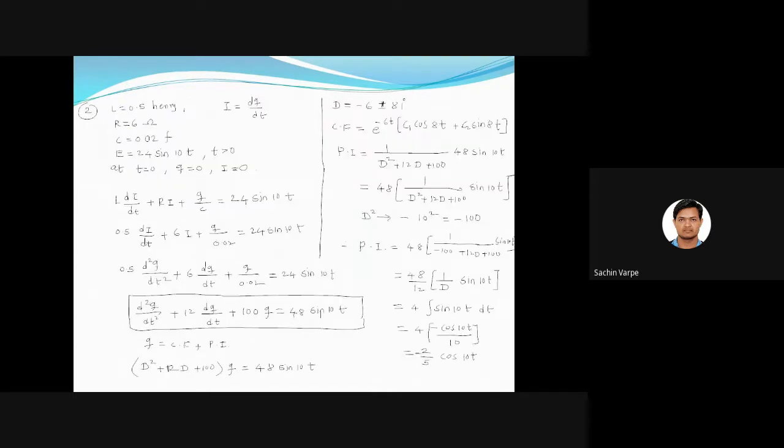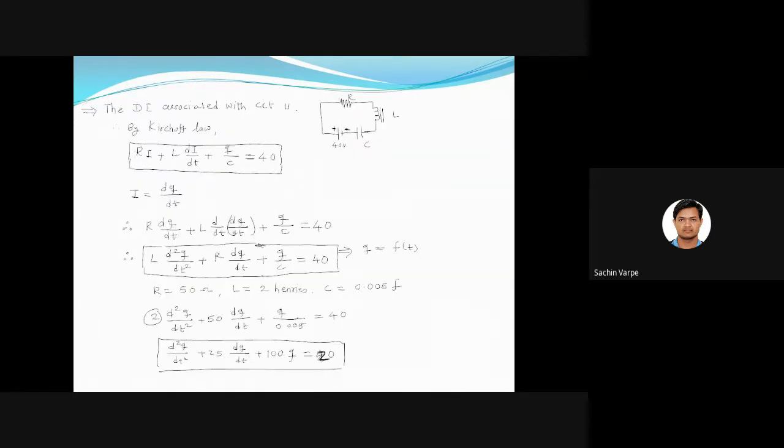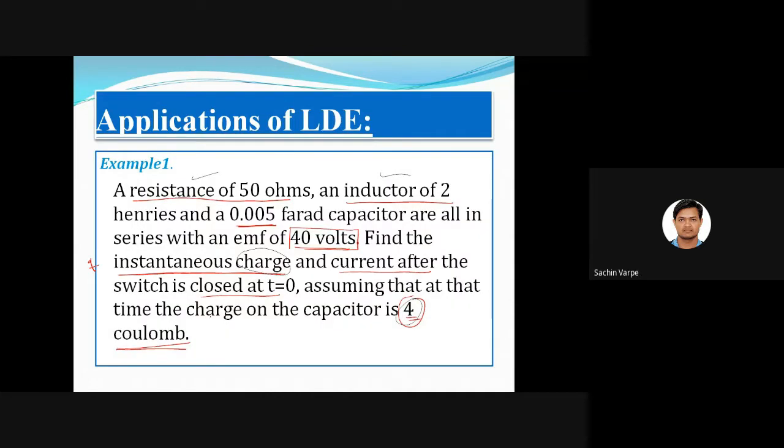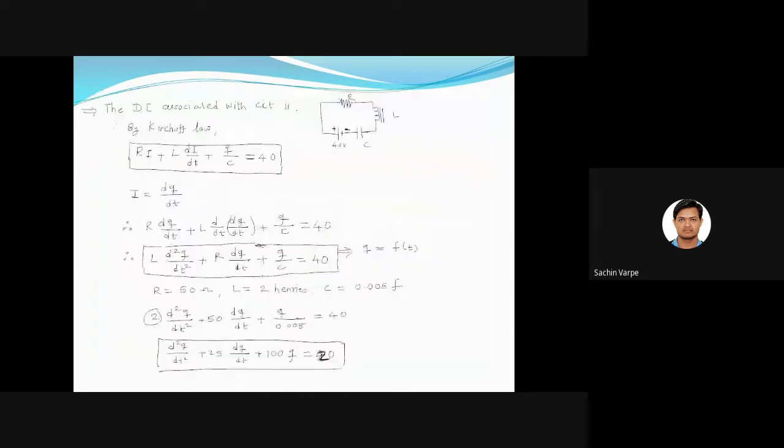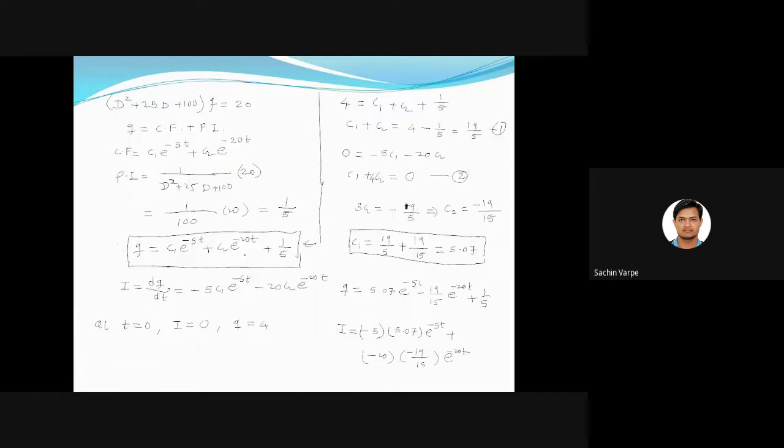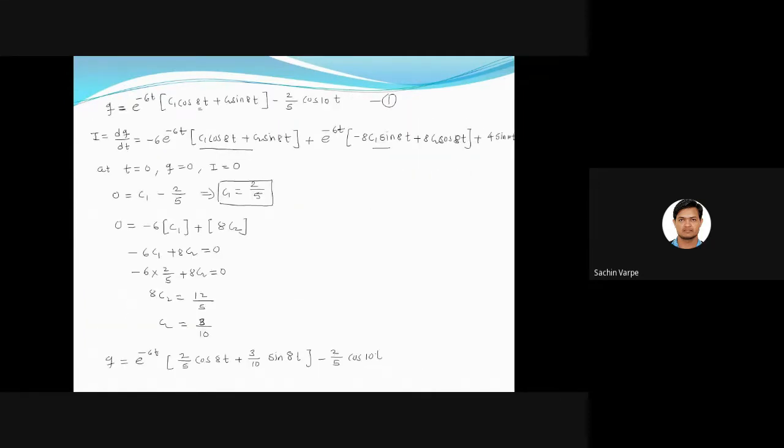So we were asked to find the current also, right? Yes. So we can write the expression for current also from this. Is this clear to everyone? Please do reply. Yes, sir.